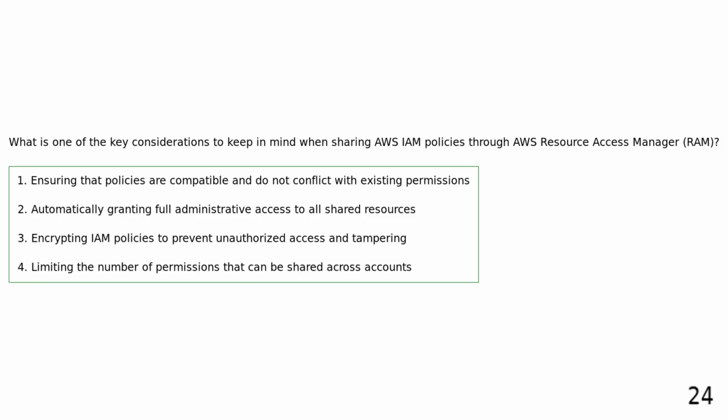What is one of the key considerations to keep in mind when sharing AWS IAM policies through AWS Resource Access Manager? Ensuring that policies are compatible and do not conflict with existing permissions. Automatically granting full administrative access to all shared resources. Encrypting IAM policies to prevent unauthorized access and tampering. Limiting the number of permissions that can be shared across accounts.